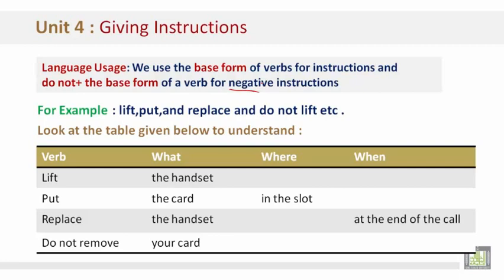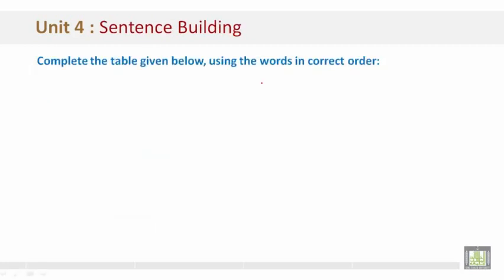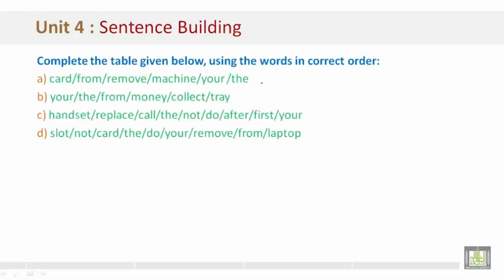Do not remove your card. The verb remove. Do not remove. This is negative, and the what is your card. Complete the table given below using the words in correct order. As we can see, we have examples A, B, C, and D out of order. Now let's look at the table.